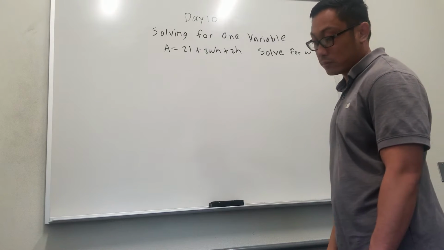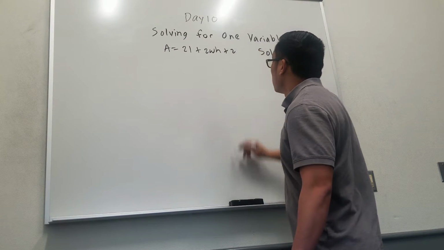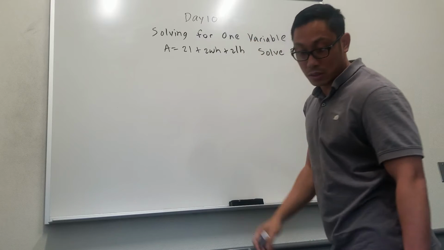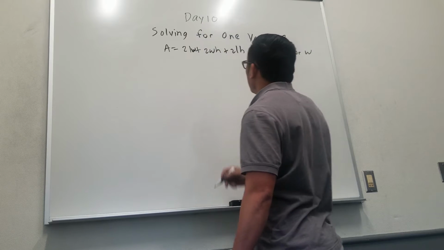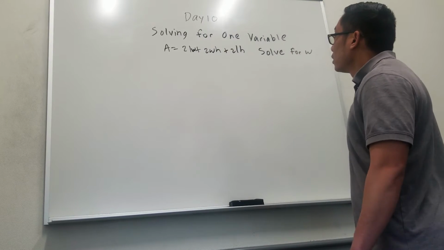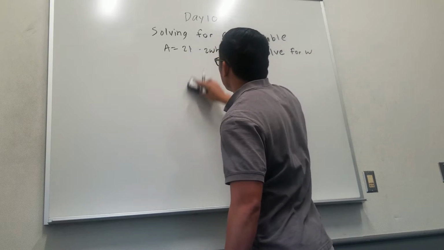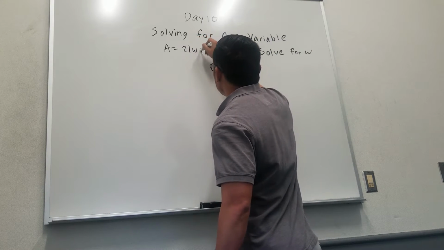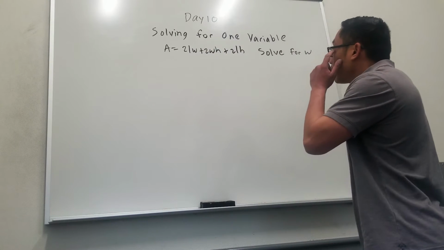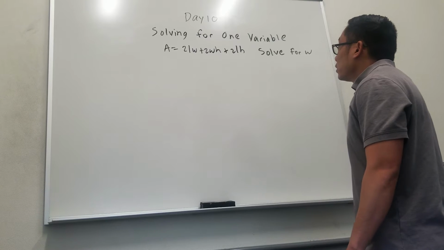So, oh, I'm sorry. So this is 2LH. Did I copy that correctly? 2LW. Alright. So 2LW plus 2LH. Okay. So what should I do? How do I solve for W?